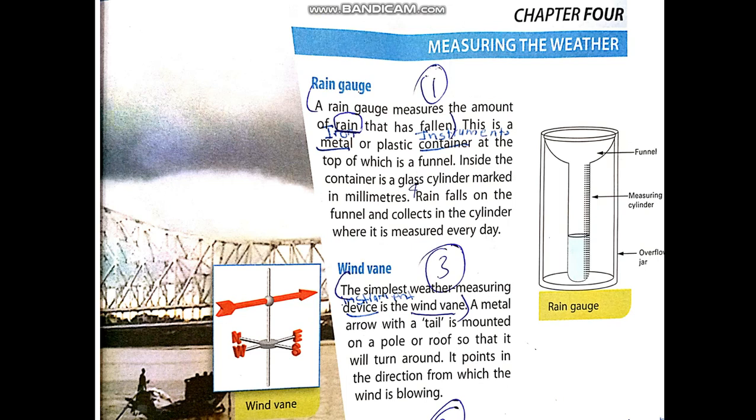It points the direction from which the wind is blowing. It shows the direction of the wind, whether the wind is blowing in the northward direction or eastward direction or westward direction. Okay? This shows the direction of the wind.